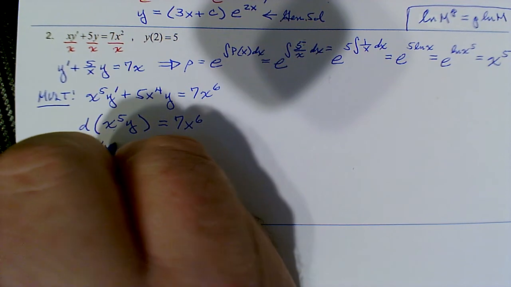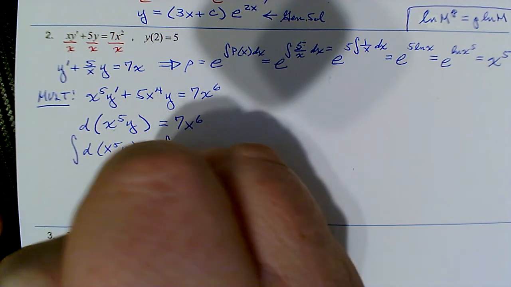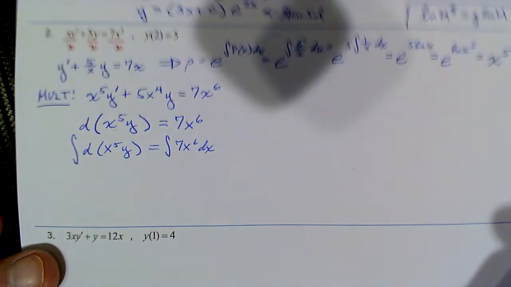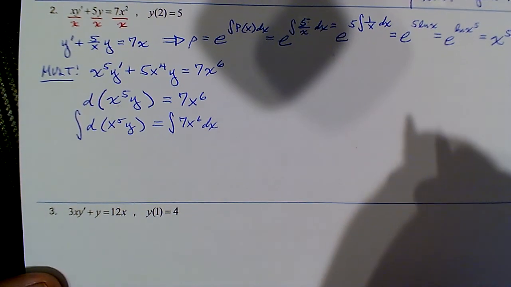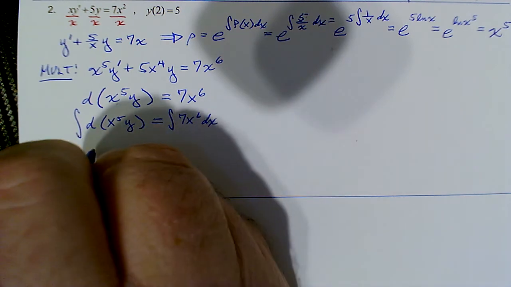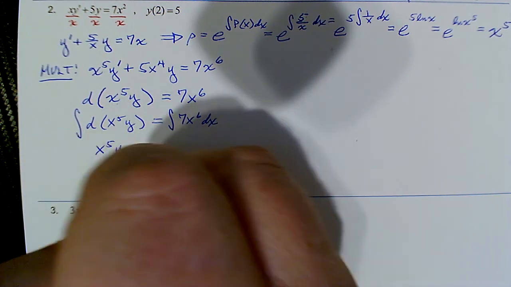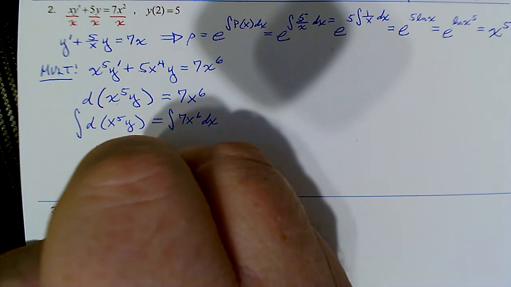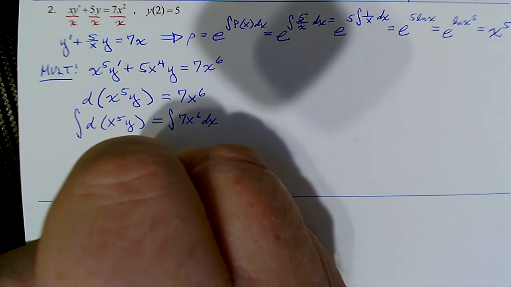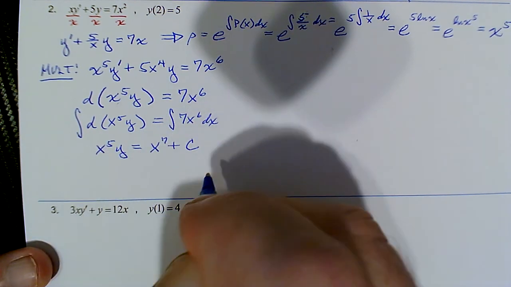You could skip the step of showing the integration. But if you do it formally, we should include the differential dx on the right. And the integral of the derivative of something is just the something. So we get x to the fifth y on the left is equal to, look at this, it works out pretty, 7x to the seventh over 7, or x to the seventh, add our constant.